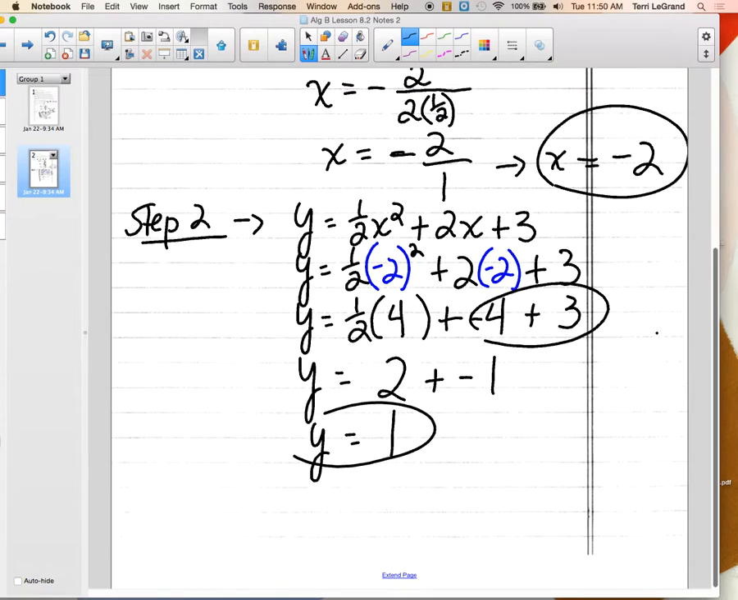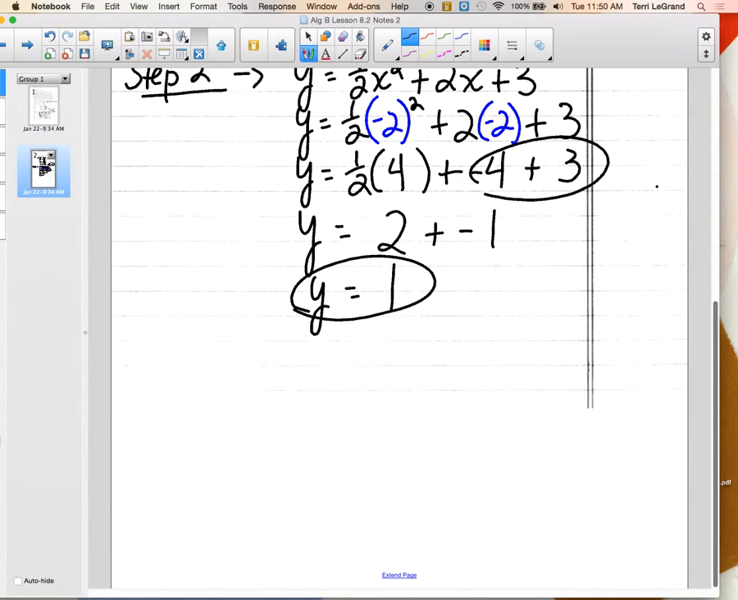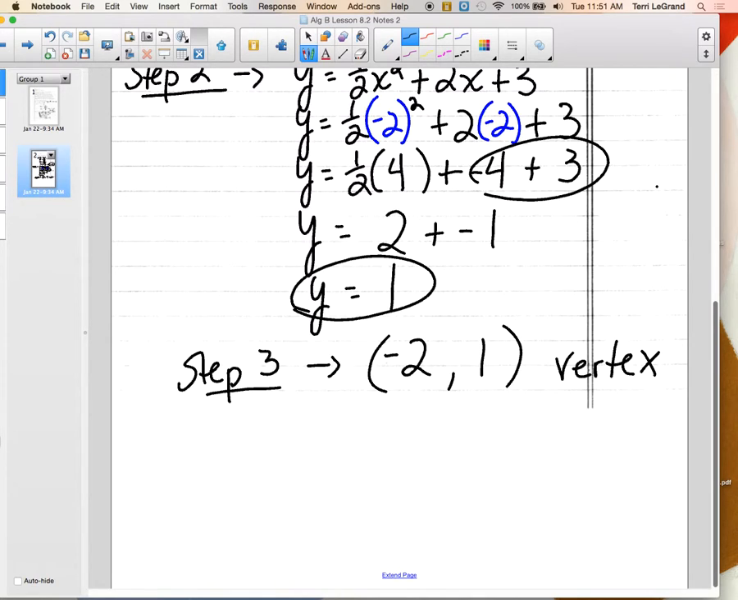Circle that so you can see that you've got the y value now of what? What is that the y value of? Of what though? What point? Vertex. We were looking for the vertex. So we found a point from the parabola where we specifically found the vertex. So step 3 says write it as an ordered pair. So our vertex is -2, 1. That's our final answer.